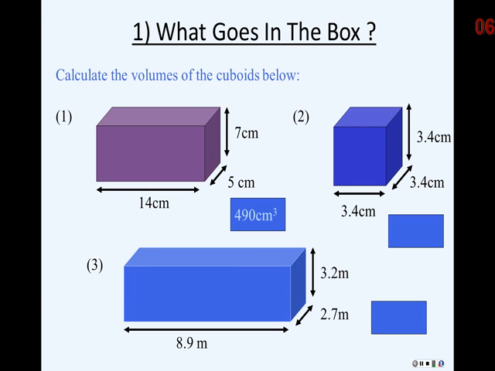3.4 times 3.4 times 3.4. That's a cube. All of the measures are the same length. So for the cube, you have side times side times side, or side to the third power, side cubed.